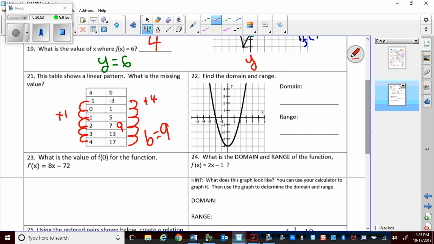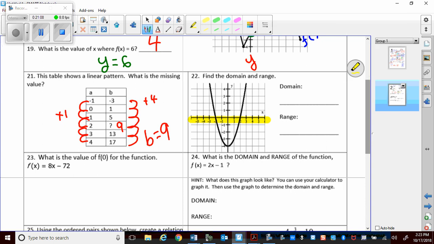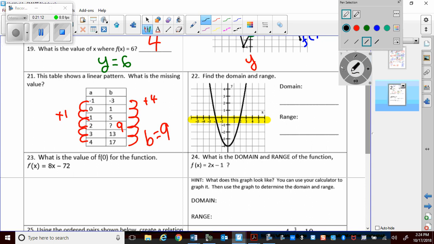22. Let's look at the domain. Highlight. Now, if I'm going towards the left, what's happening to this domain? What's happening to the numbers? To where? Negative infinity. And all the numbers in between are x's. On the right, it's going towards the right. Where is it going? Positive infinity.